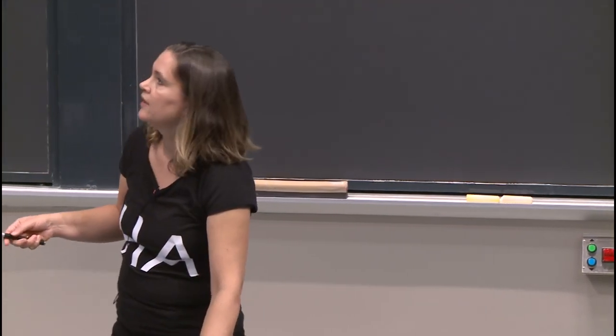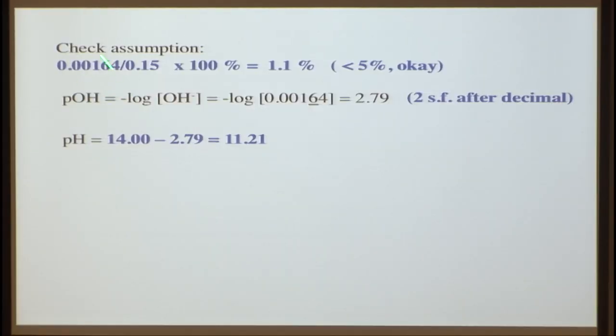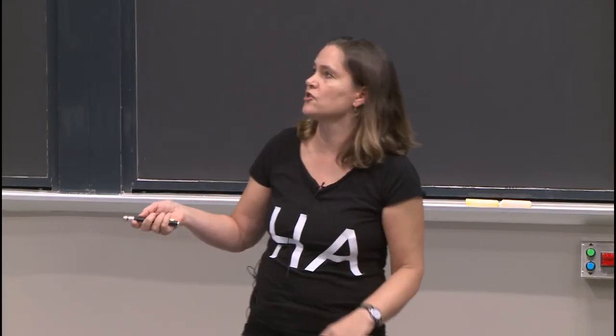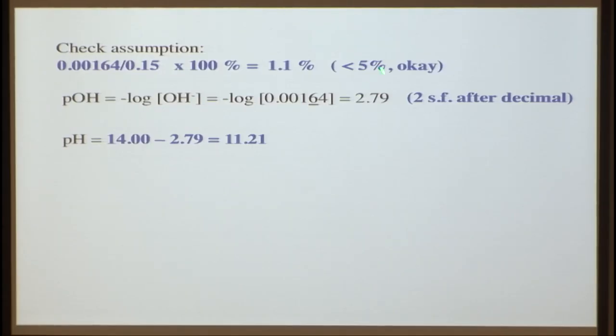All right, so our checking assumption again, that x, 0.00164 divided by 0.15 times 100%, is 1.1%, and that's less than 5. So the assumption is OK. And then we can calculate pOH, because this is a weak base in water. So the x that we calculated is the amount of hydroxide ion in solution. So we calculate pOH, and we get 2.79.